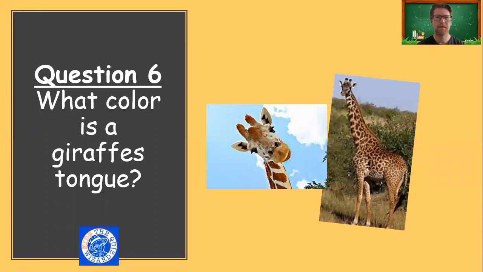Question 6, general knowledge. What colour is a giraffe's tongue? Any ideas?